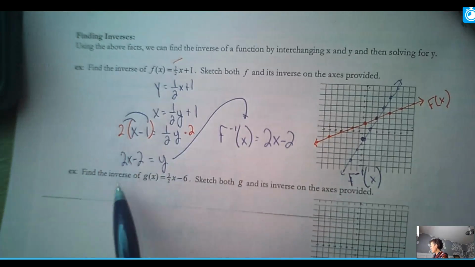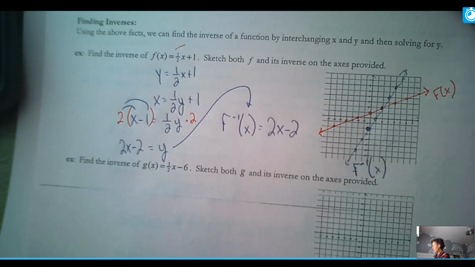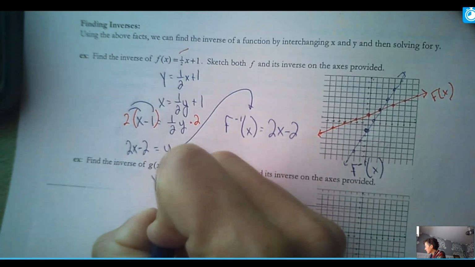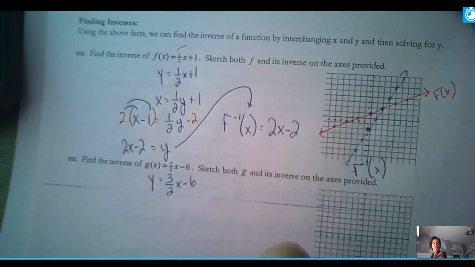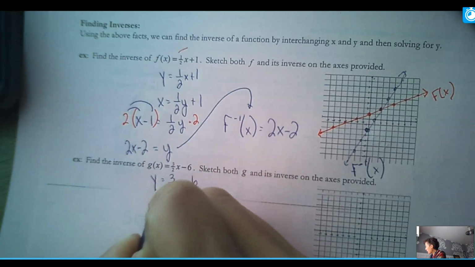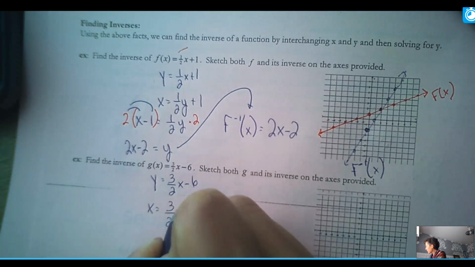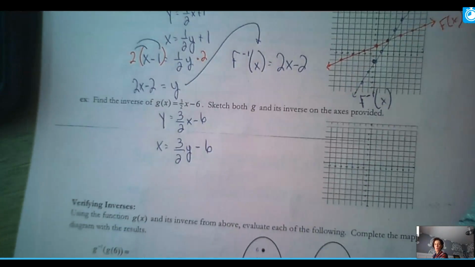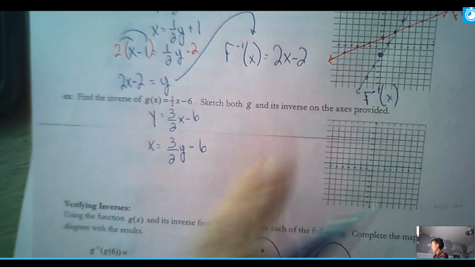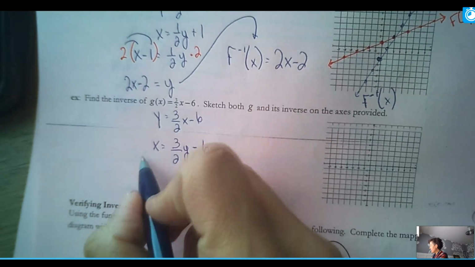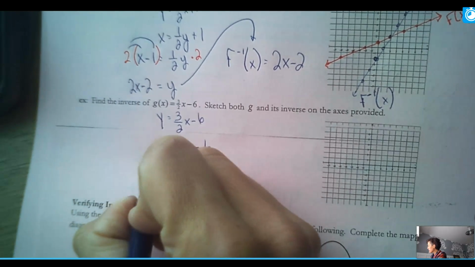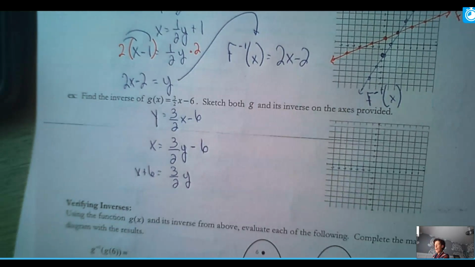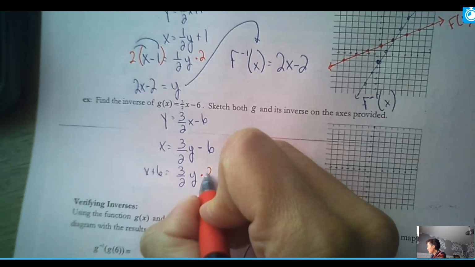So here we're just going to find the inverse, 3/2 x minus 6. So the first thing I'm going to do is just change this to y. And then the second thing I'm going to do is switch x and y around. And now to make it a function, it has to be in the format of y equals. So I'll be moving the 3/2 and the 6 over. So again, I'll move my addition over, so this becomes x plus 6. And now to get rid of 3/2, I'll just multiply by the reciprocal.